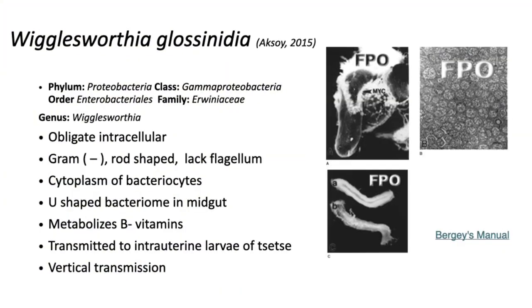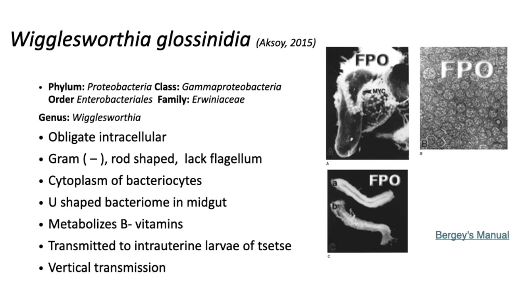So now that we have established our system and we have talked about the host of this system, we're going to talk about the first symbiont, Wigglesworthia glossinidia. It is an obligate intracellular bacterium. It is localized to the bacteriome of the tsetse.